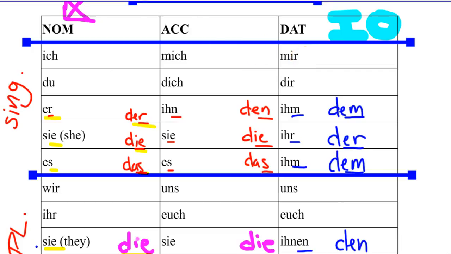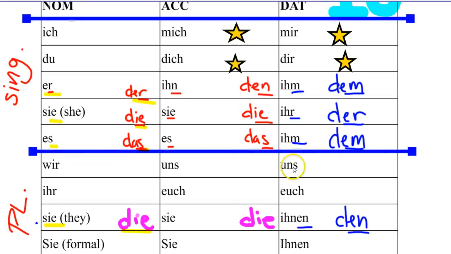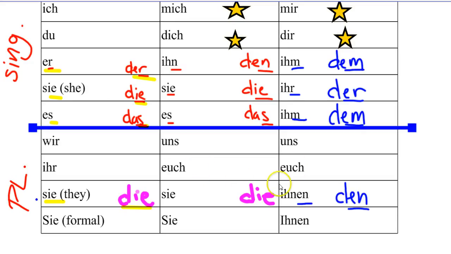You'll notice some pretty big changes here, right? Mich is different than ich, du, dich. And now we see words like mir and dir. Follow with me and fill this in. Ich, mich, mir, du, dich, dir, ihn, ihm, sie, ihr, es, ihm, wir, uns, ihr, euch, sie, ihnen, sie, ihnen.